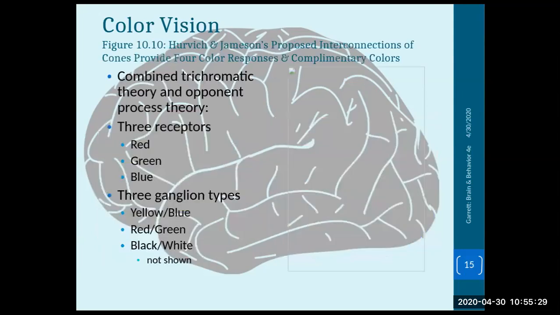So, the combined theories of the trichromatic, 3 cones, because we do, and we have seen this in physiological studies, we have 3 receptors. We have the RGB, the red, green, and blue cones, and it's the combination of those cones and how they project onto the receptive fields of the ganglion cells, yellow-blue, red-green, and black-white, that represents all of color vision and how we can distinguish among the different colors.